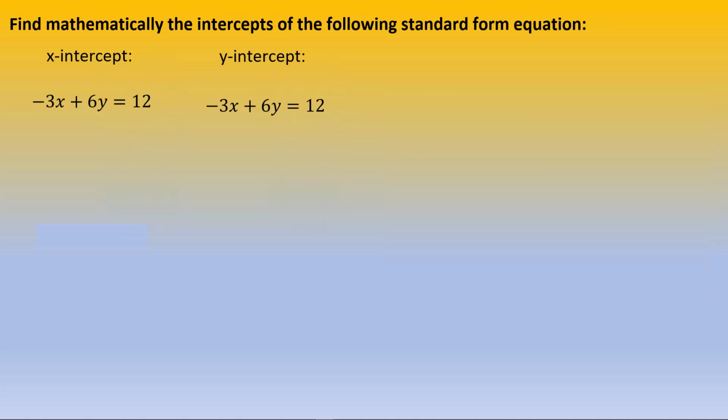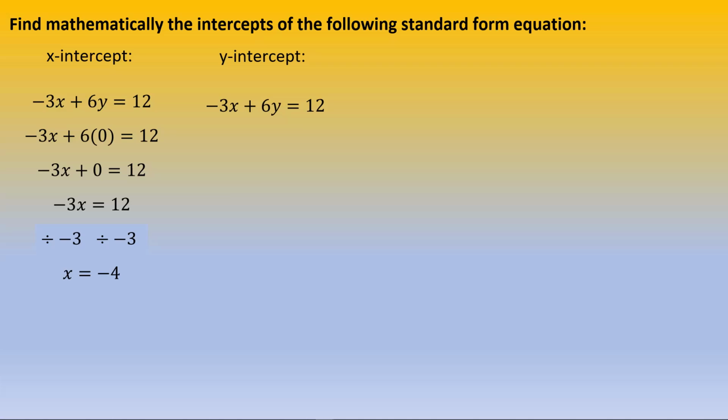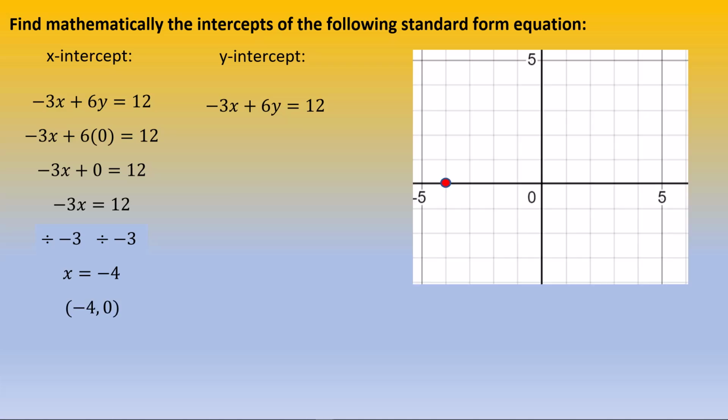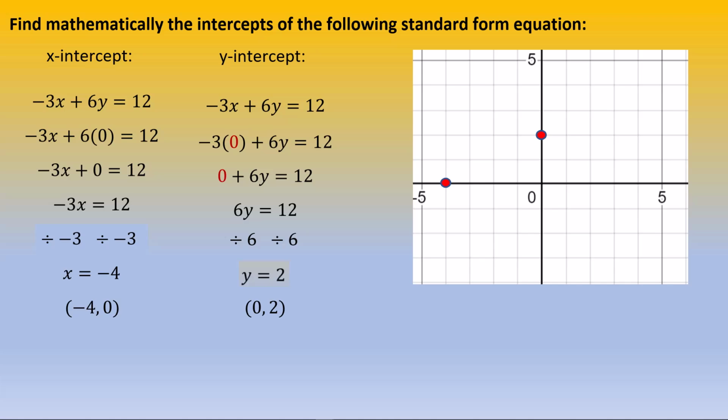Let's find mathematically the intercepts of the following standard form equation, -3x plus 6y equals 12. Substitute 0 in for y and solve the rest of the equation to get x equals -4, and then plot the point -4, 0. Substitute 0 in for x and solve the rest of the equation to get y equals 2, and plot the point 0, 2, and then draw the line for the graph.